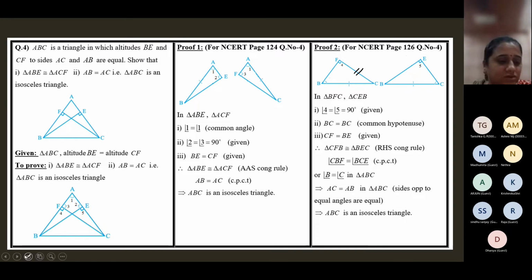I think I've made a lot of mistakes here, children. Sorry. This angle is not equal to this angle. This one and this one I should remove. These two are not given to be equal, children. I should mark this side equal to this side. Altitudes are equal, BE is equal to CF. Here also, please make these changes.